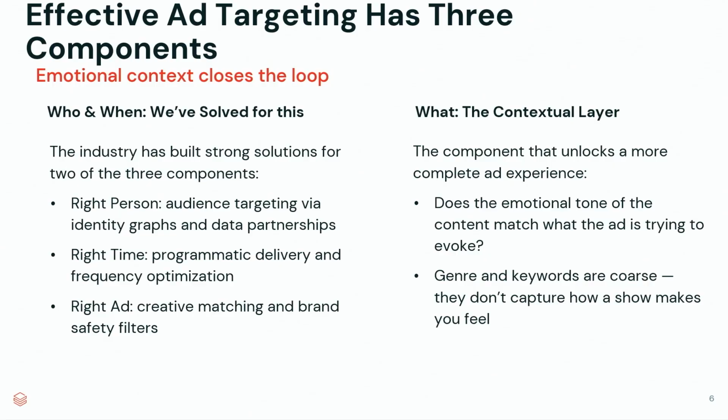Context here isn't just about brand safety. It's a more fundamental question of, does this ad belong here? Does the content set the viewer up to receive the message in a way that makes the ad hit harder? Historically, genre and keyword matching might have filled this void, and it kind of gets you into that neighborhood, but they don't really capture how a show makes you feel, and that's really what shapes your mindset when your ad hits.